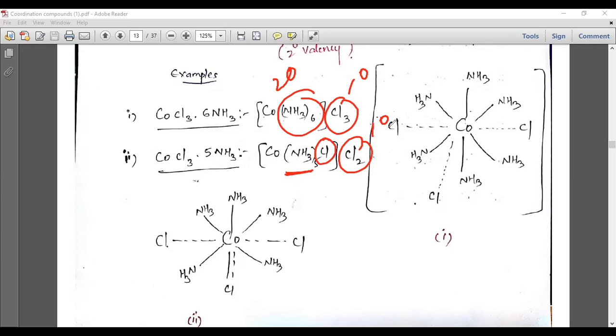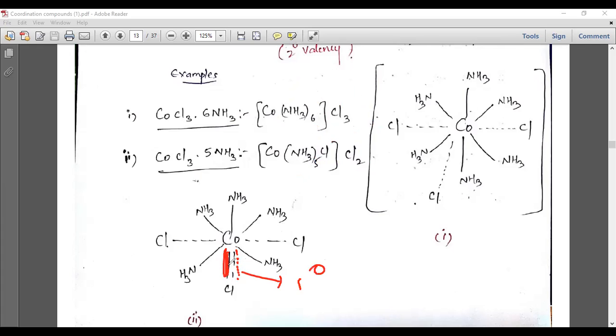So for one chlorine you should write like this. You should write the solid line here, and again you should write the dotted line here. Because the dotted line indicates the primary valency and the thick line indicates the secondary valency, and that chlorine has both types of character. And the remaining 5 ammonia ligands are there.